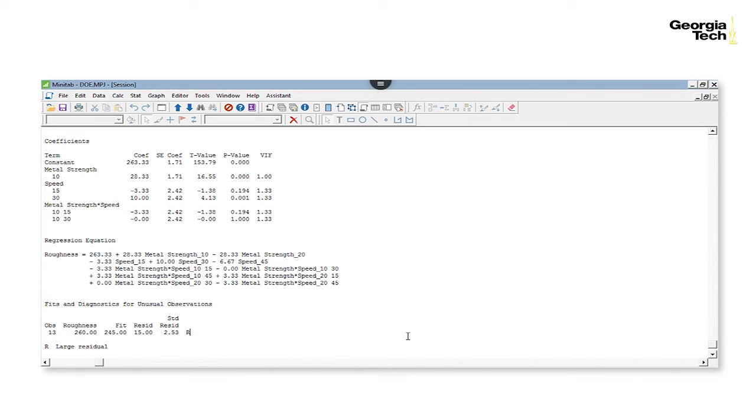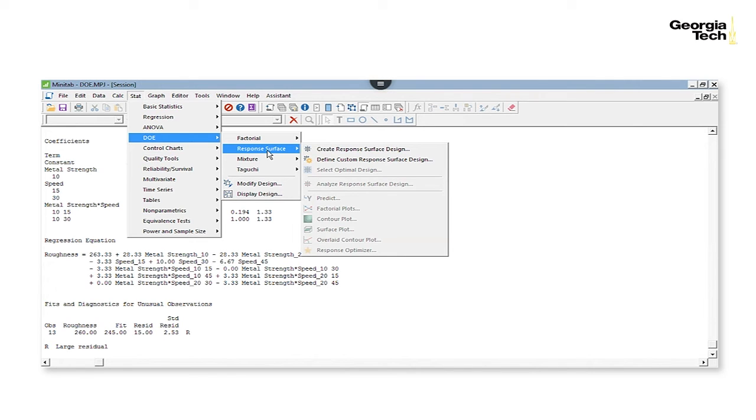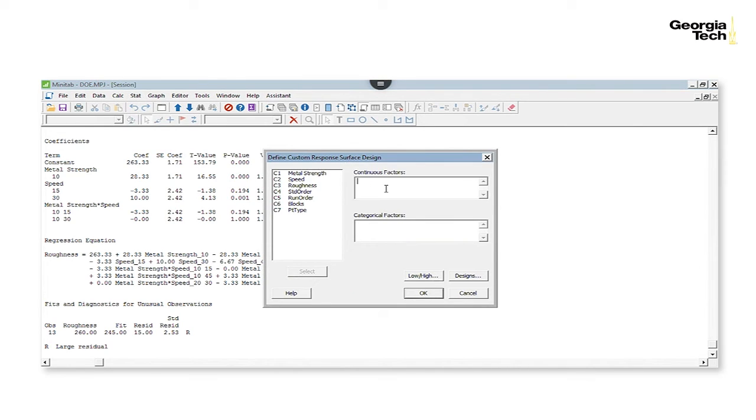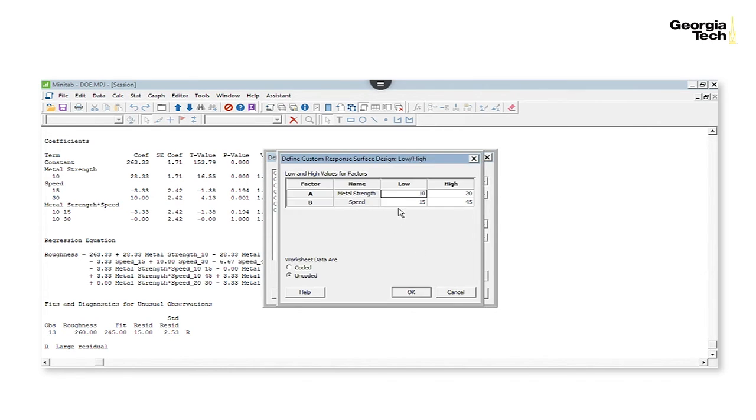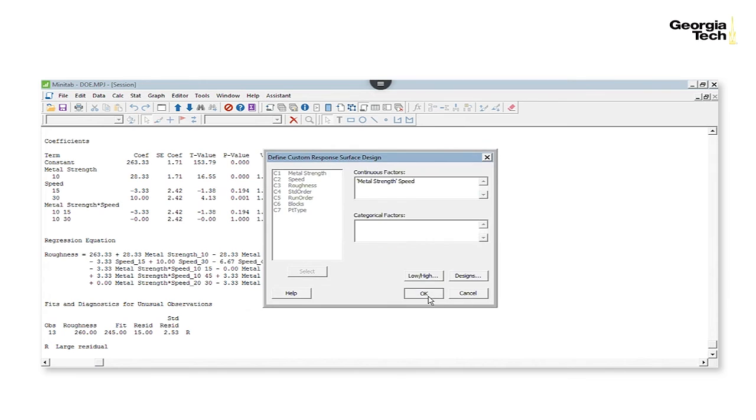Now let's see how we can include the curvature. For that, we need to use another design, Stat, DOE, Response Surface, to capture the curvature. We need to define a custom response surface. What are our continuous factors? Both factors are continuous, so I select both of them as continuous. If we happen to have categorical factors, we select them here. Low and high, we know that low for metal strength is 10, high is 20, speed 15 and 45, and these are uncoded. What I mean by uncoded is that these are actual values. We are not using -1, +1. Then what type of design? Again, we use the default and push OK.